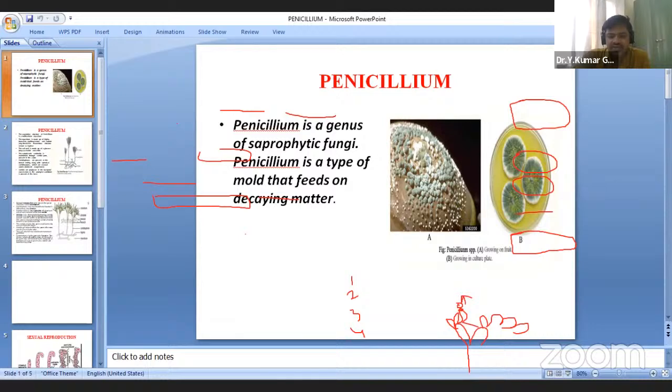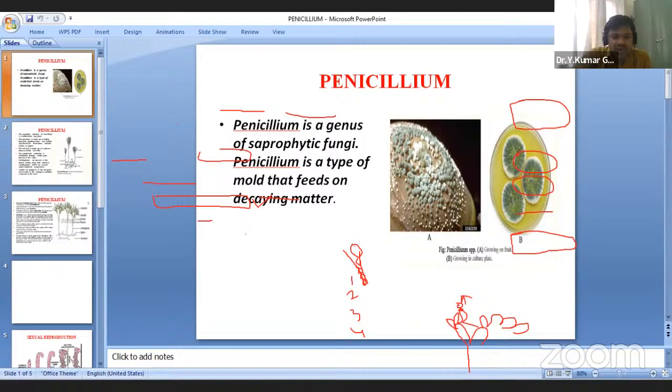After formation of the first, the second pushes it up. After the second, the third pushes it up, then the fourth, the fifth. Like this, the older ones are at the top and the younger ones at the base. This arrangement is called basipetal succession. We already discussed the same in the Albugo life cycle, in Albugo asexual reproduction also. After formation, the conidia appear as a chain.